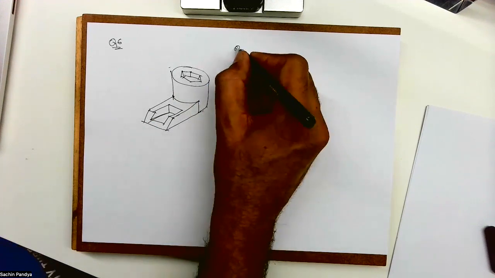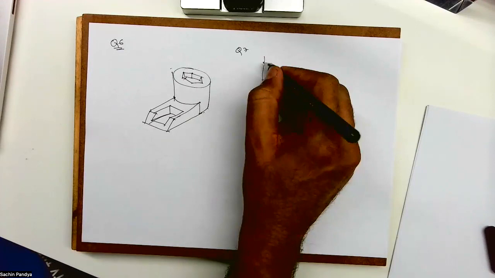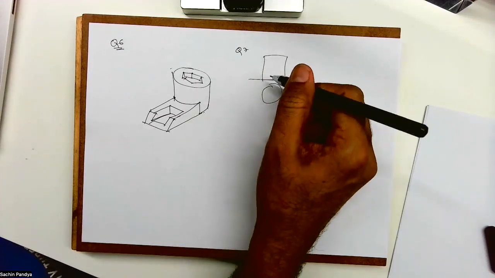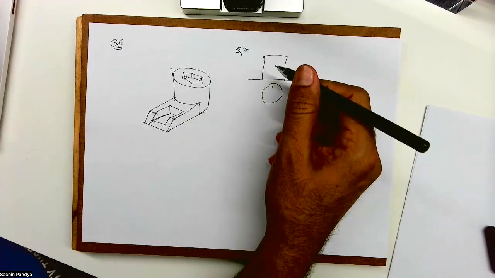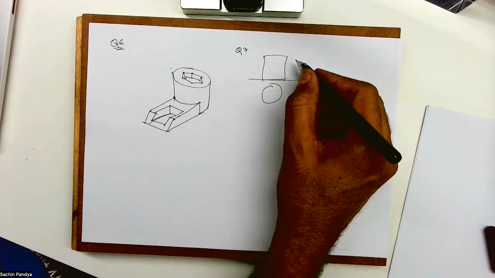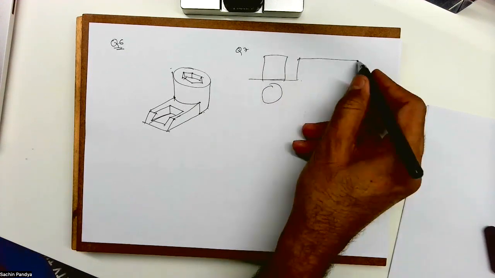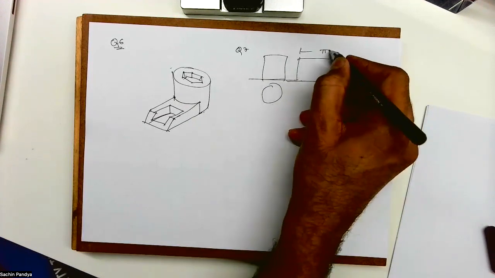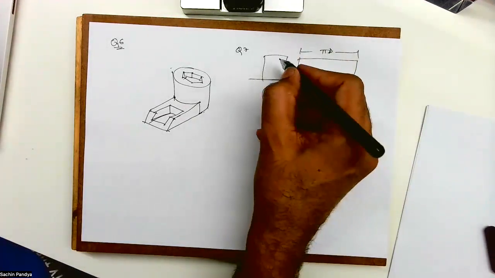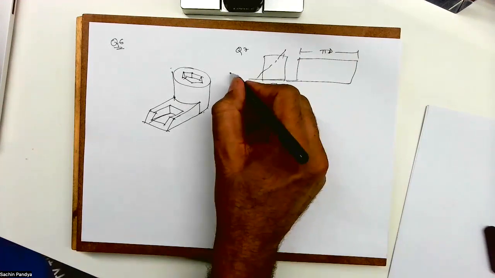Question 7 was also quite simple. Circle. We have front view, top view, and we have to draw development and TSS. So we know we have to draw front view, sectional top view, development. Development, all of you know, pi d. And it is cut from here. So this portion will get hatched.